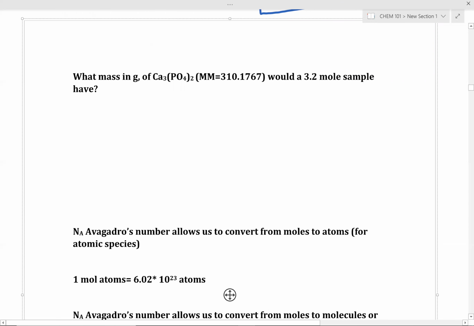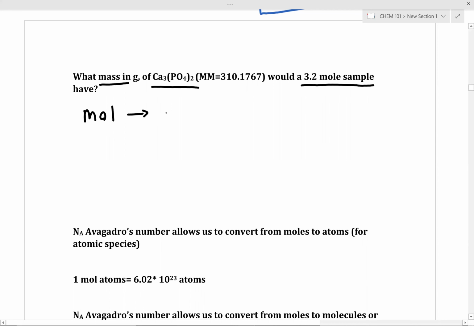What I want us all to start off on is to determine the mass in grams of a 3.2 mole sample of calcium phosphate. Just as a refresher from last time, if we're starting from moles and we want to go from moles to grams, what principal conversion factor are we using? What's our conversion factor that gets us from moles to grams? Molar mass, exactly.